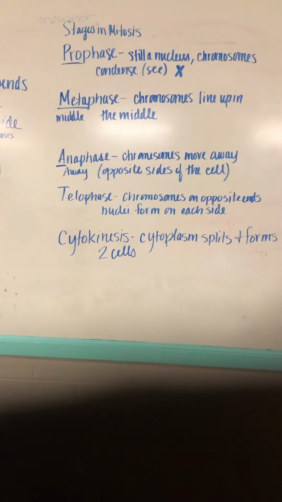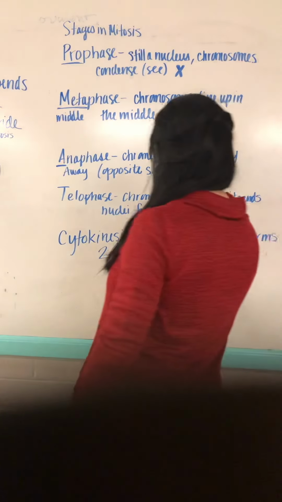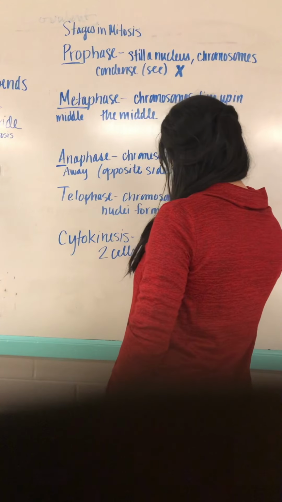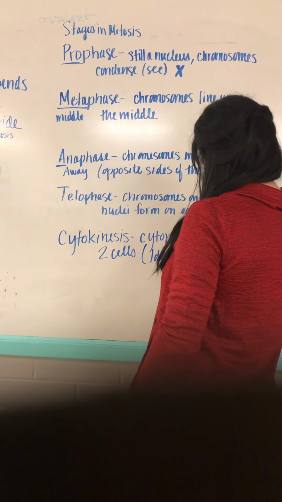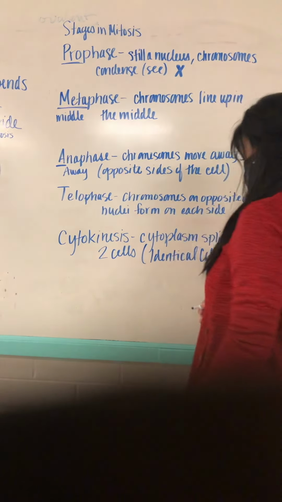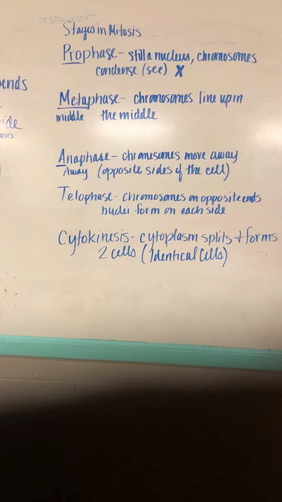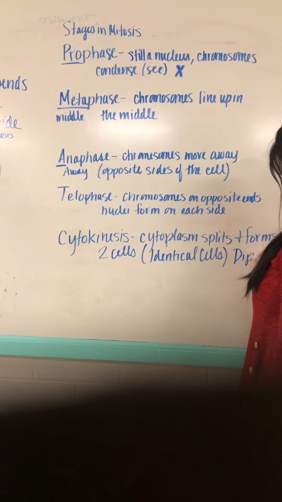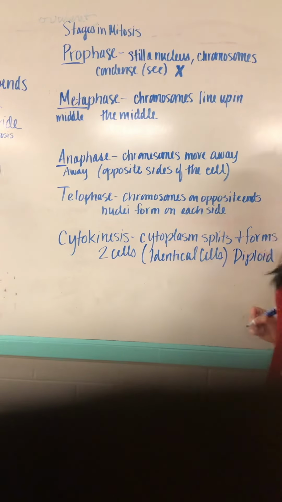Are those cells identical? Yes. These are identical cells. And do you remember what the name of the identical cells was? This is one that started with an H and one that started with a D. Diploid. So these are diploid cells. They're going to have 46 chromosomes in them.